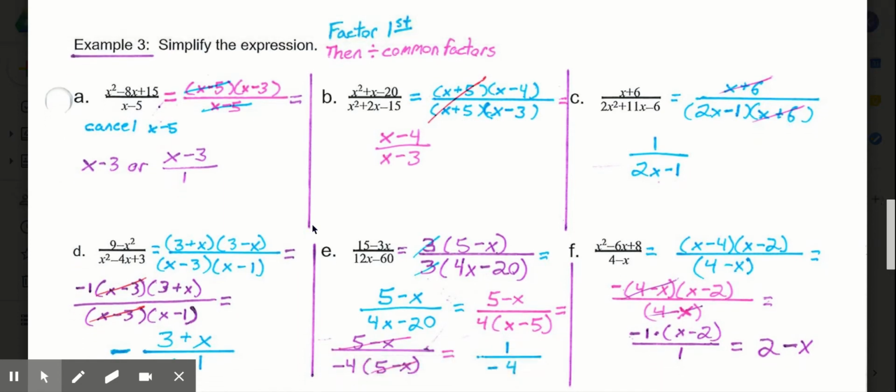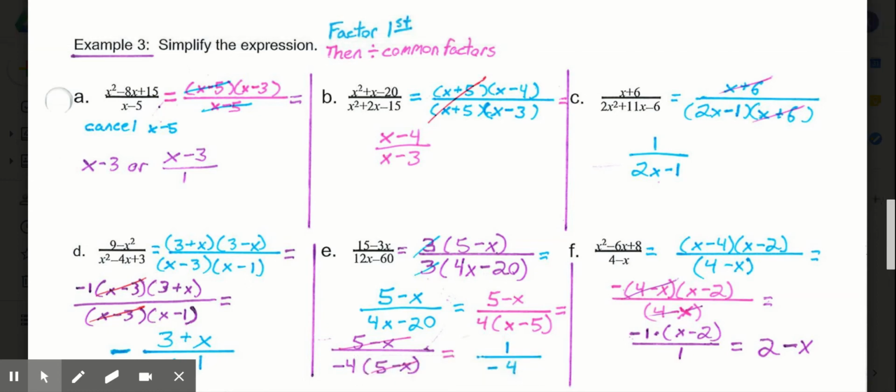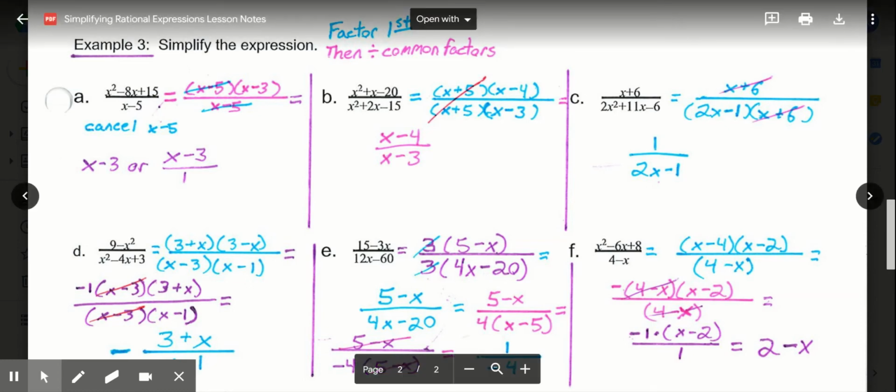So first, if we look at A, trinomial on top, regular binomial on bottom. So our trinomial on top can be factored. X squared minus 8x plus 15 factors to x minus 5 times x minus 3. So then on top and bottom, the x minus 5's cancel. So that simplified answer then is just x minus 3 or x minus 3 over 1.